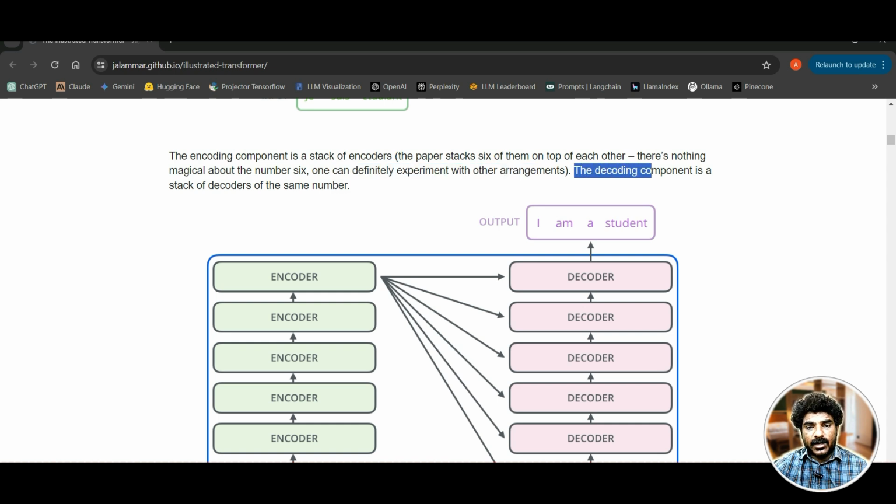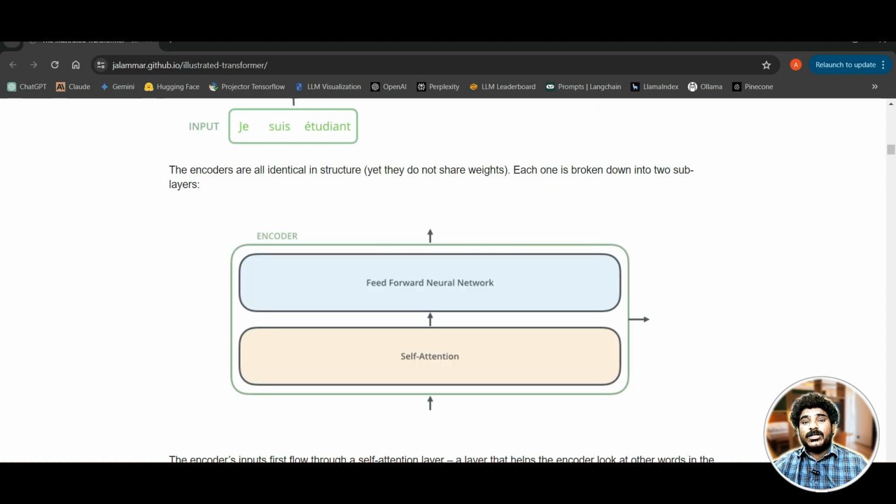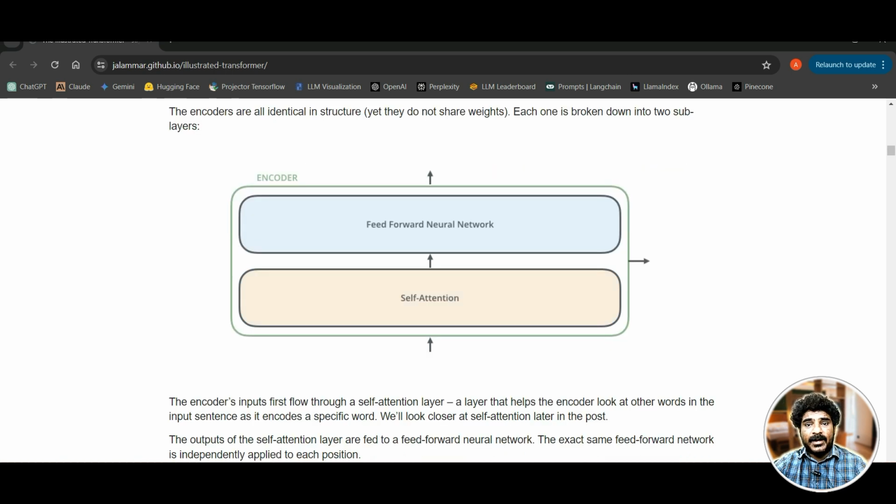Now again, the decoding component is a stack of decoders of the same number. If you have 6 encoders, you need to have 6 decoders. Now this is very much important, right? There is something called attention, so you need to understand this attention mechanism or self-attention. In the encoder layer, this is a single encoder layer, and again you have two components: the self-attention and the feed forward neural network. The input to this encoder will be passed as an input to the self attention and then will be passed to the feed forward neural network.